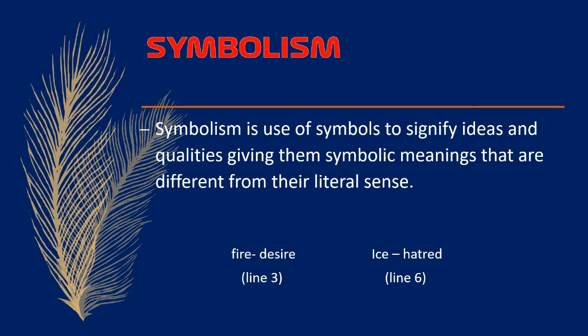The next poetic device is symbolism. Symbolism is nothing but the usage of symbols to signify ideas and qualities, giving them symbolic meanings that are different from their literal sense. We already learnt it when we were going through the poem, stanza wise or line wise, like fire symbolizes desire and ice symbolizes hatred.